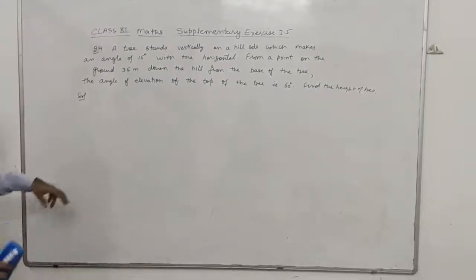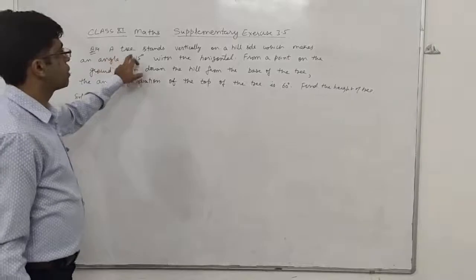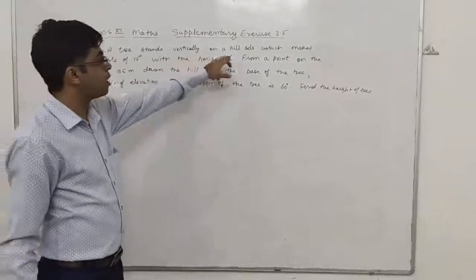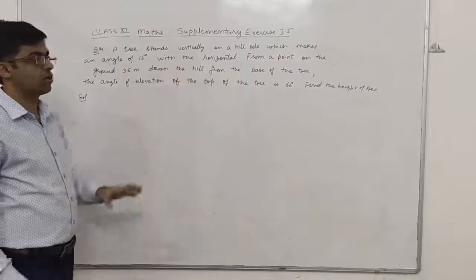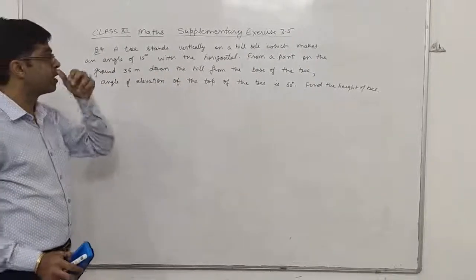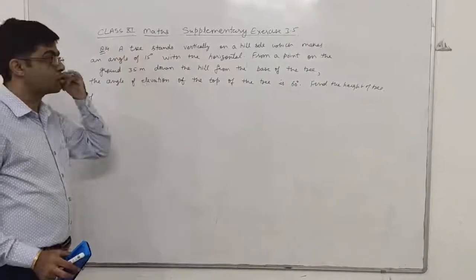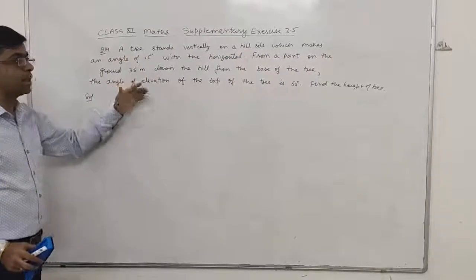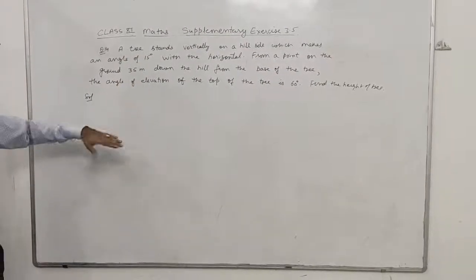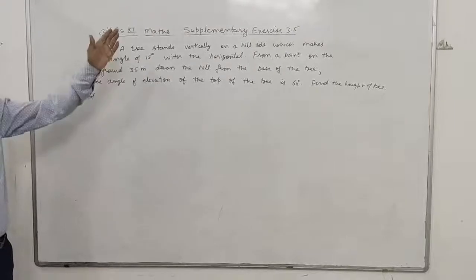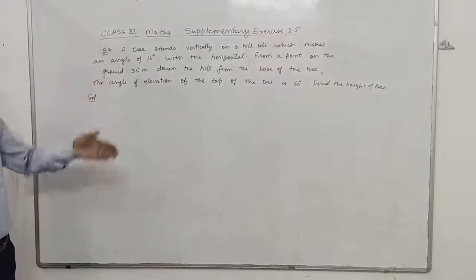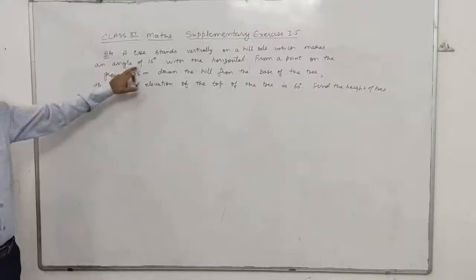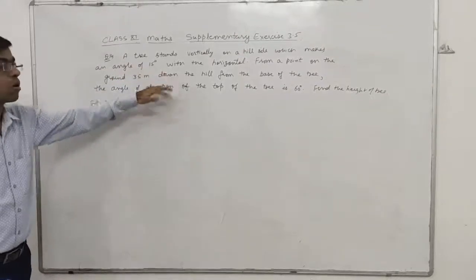Now the next question is question number 14. A tree stands vertically on a hillside which makes an angle of 15 degrees with the horizontal. One hill is given, a tree is given, and there is a horizontal level below the hill. The horizontal is below the hill and the tree is standing on the hillside. The tree is vertical on the hill, and the hillside is making 15 degrees with the horizontal.